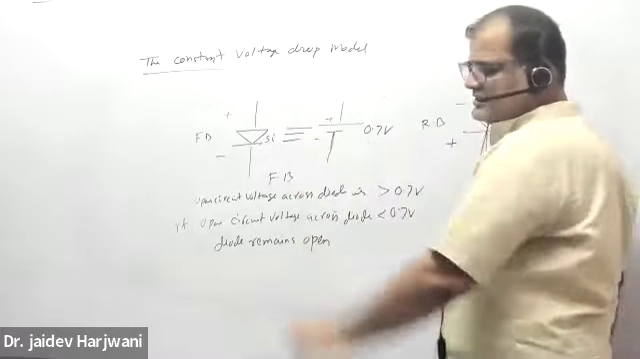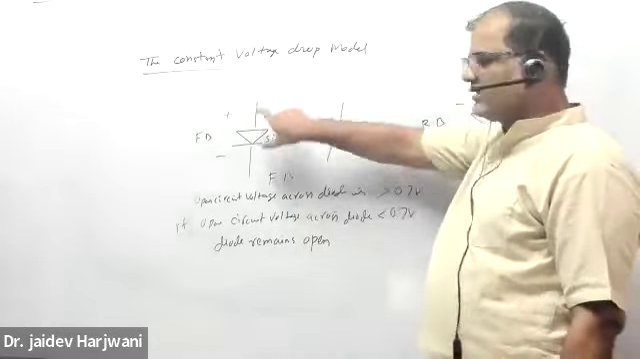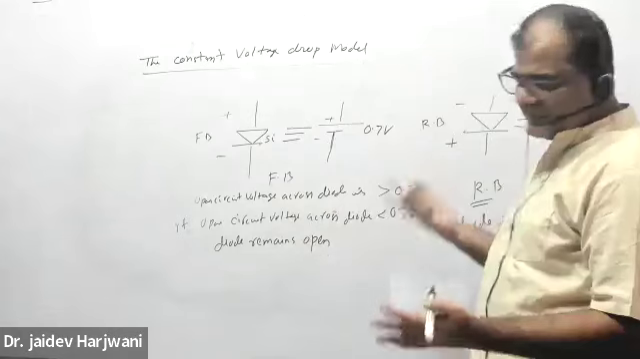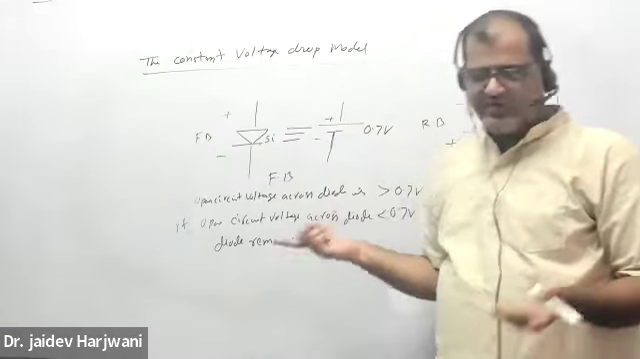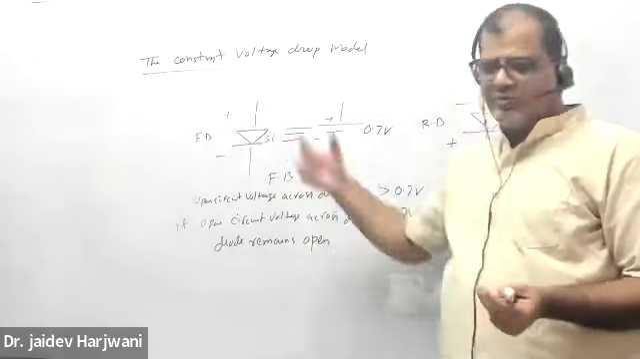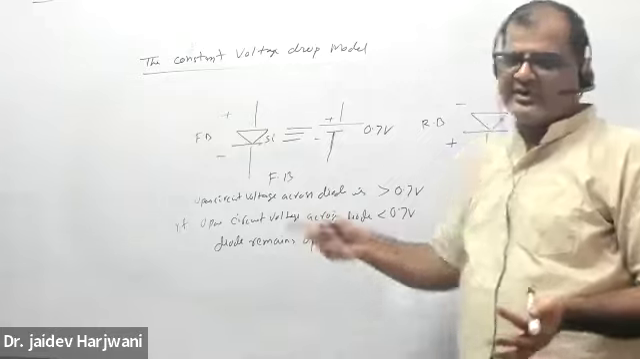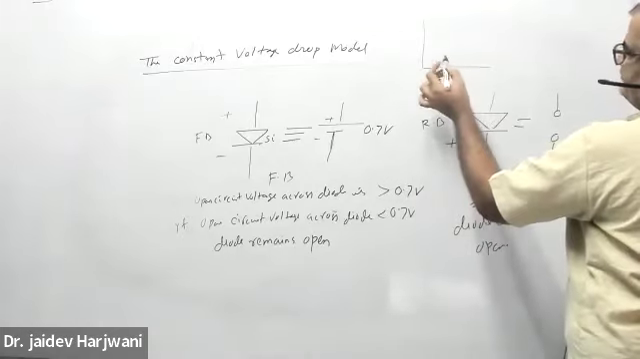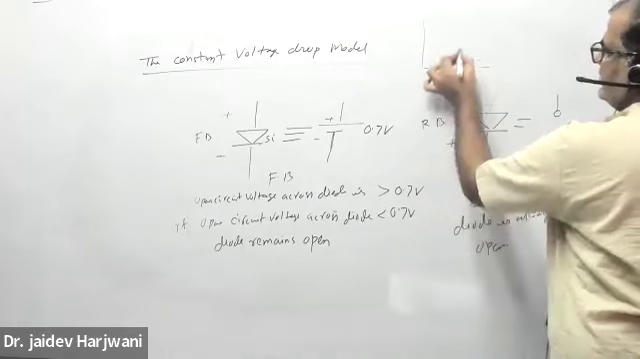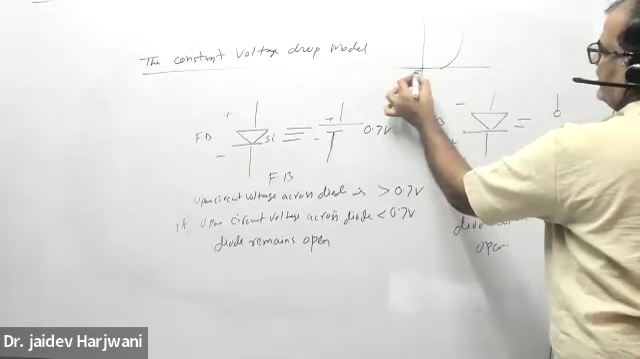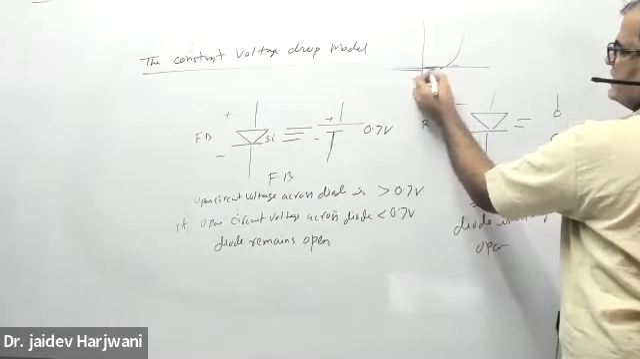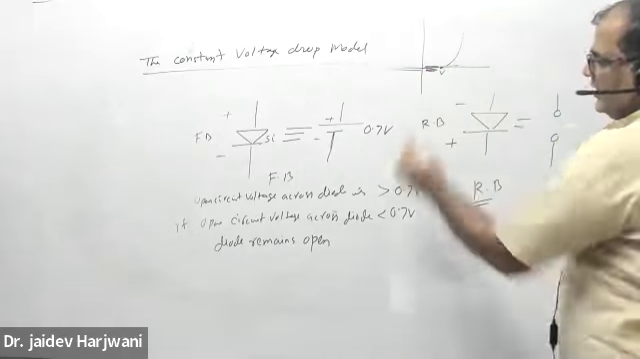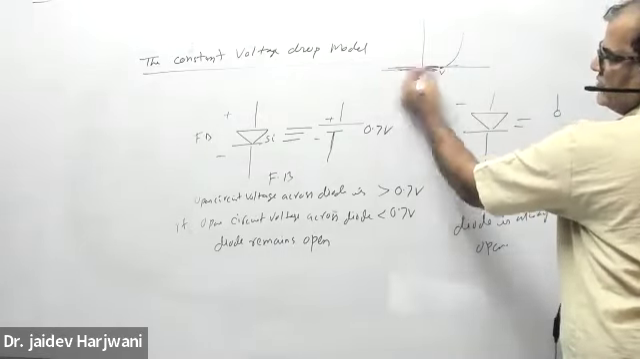You can replace it by a 0.7 volt battery, but the condition is that the open circuit voltage coming across the terminals should be greater than 0.7 volt. Then only you can make it a battery. Otherwise, the diode will be cut off. Cut off means no current can flow if the voltage across the open terminals is less than 0.7. So you have to treat it like reverse bias. Okay, so say this is your IV characteristic. If your voltage is less than this one, no current can flow. That is open circuit. Here the current is very negligible, so here also it is open circuit.